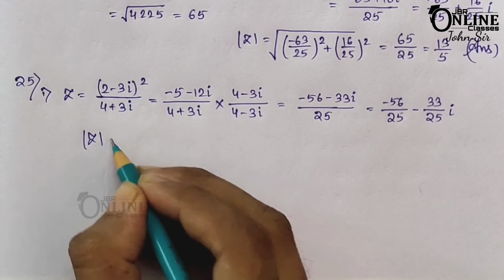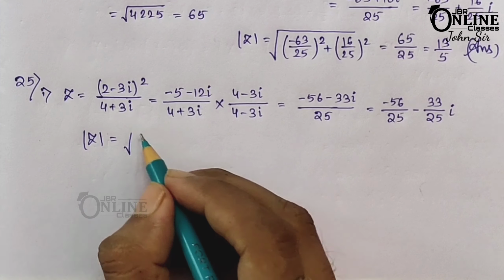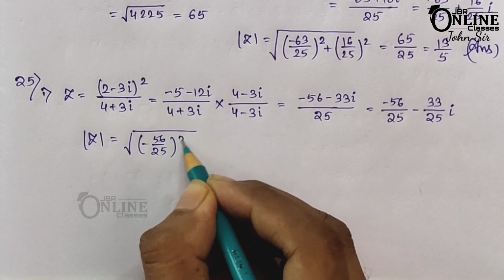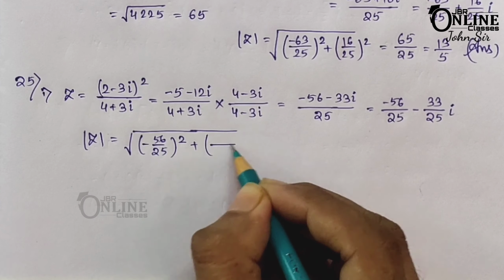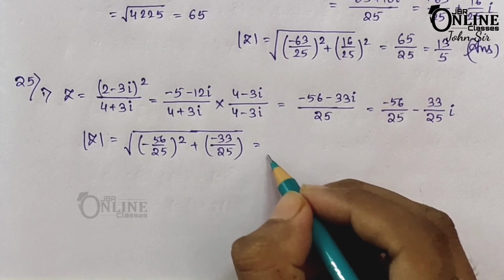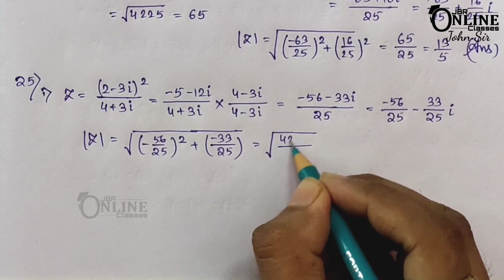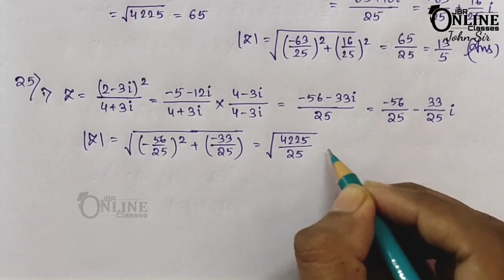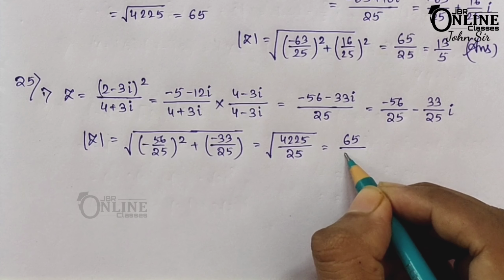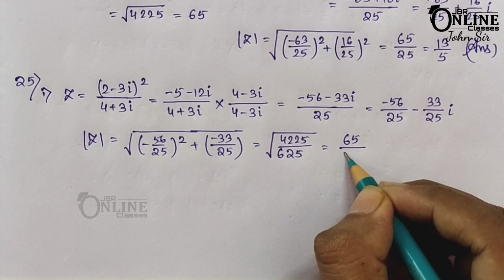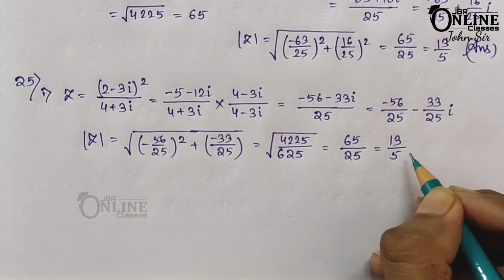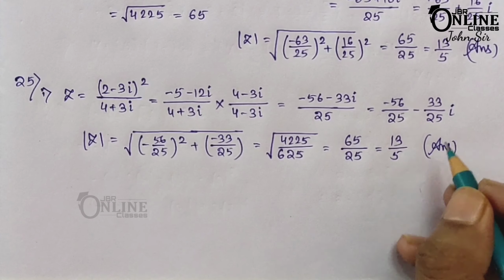So now mod z equals root over (minus 56 by 25) whole square, then plus minus 33 by 25 whole square. Okay, so now the upper one will be 4225 and the lower one will be 625. As same as the previous one, this one equals 65, and this one will be 25. So 65 by 25 equals 13 by 5, as same as the previous one.